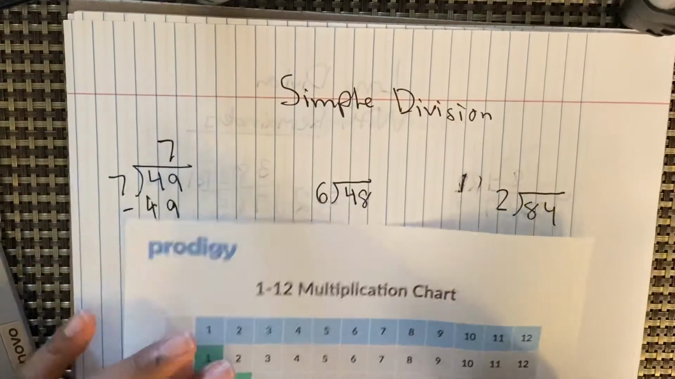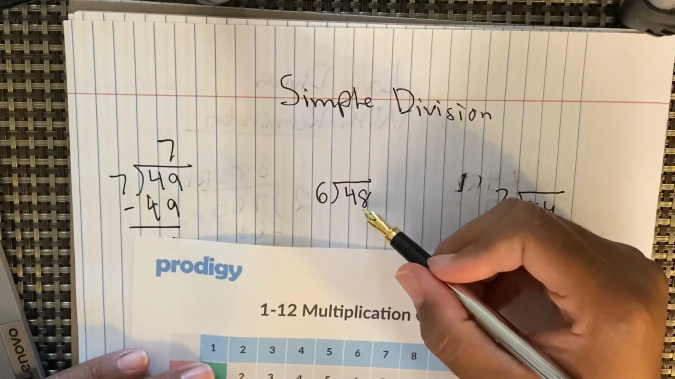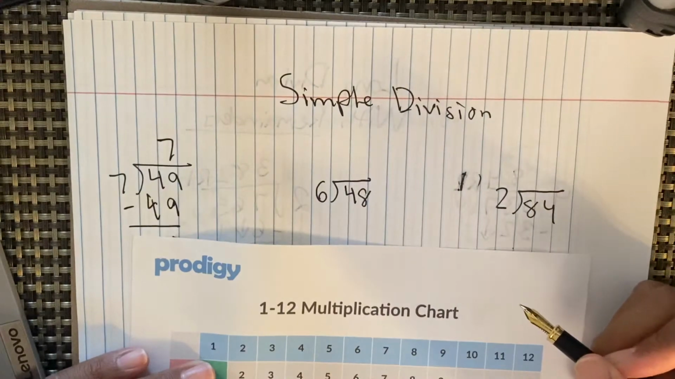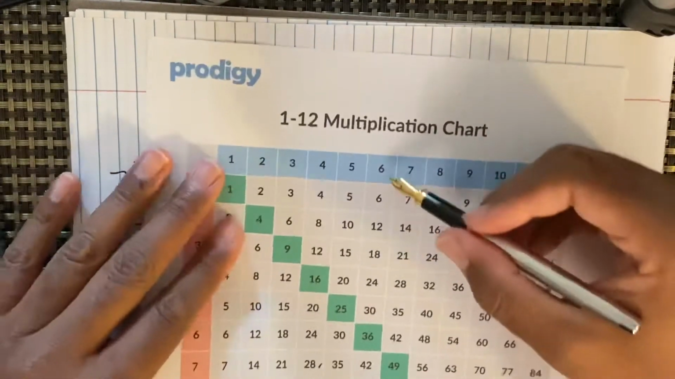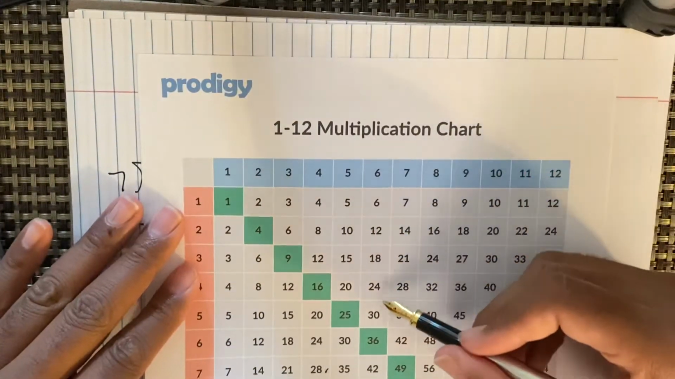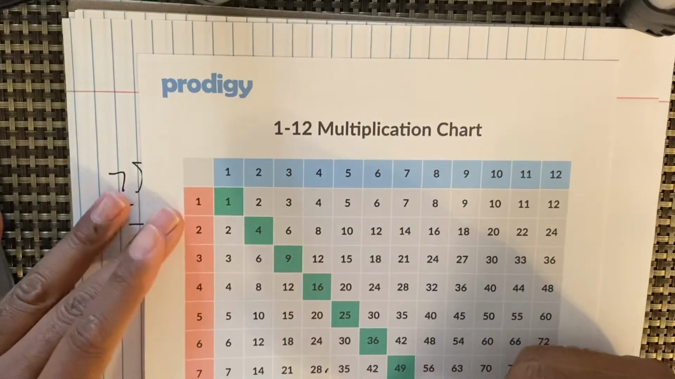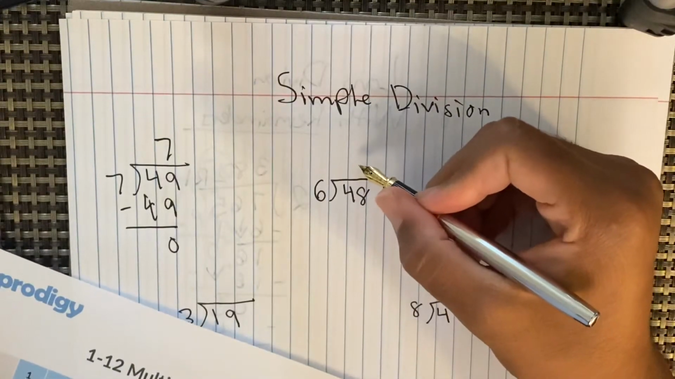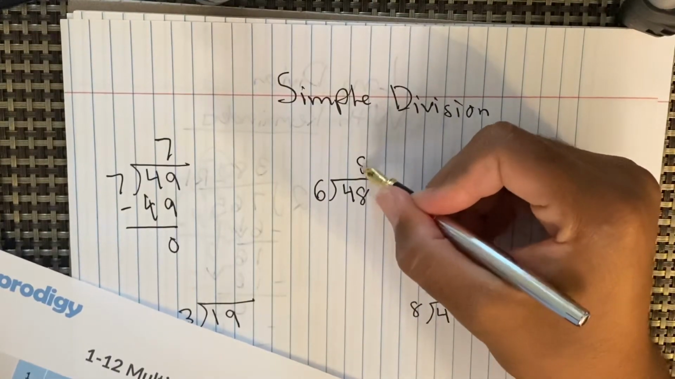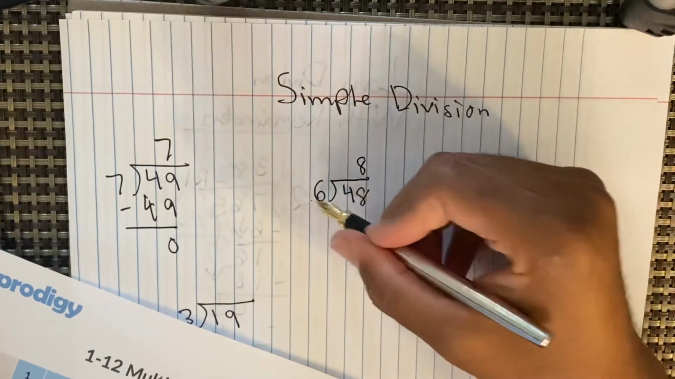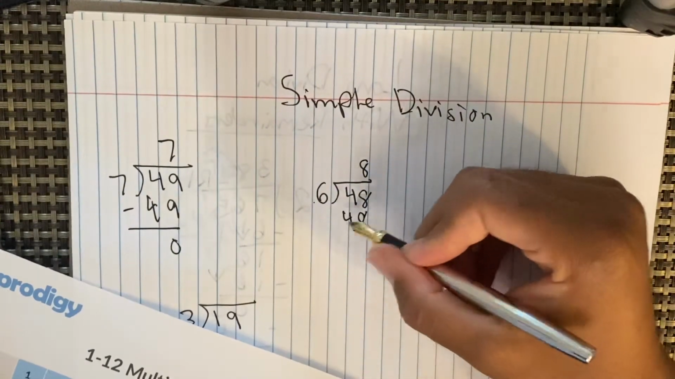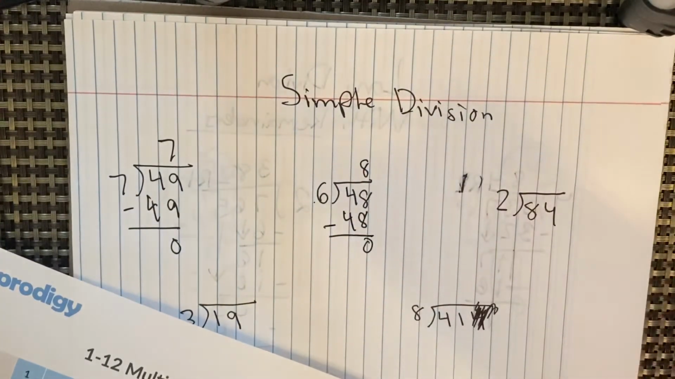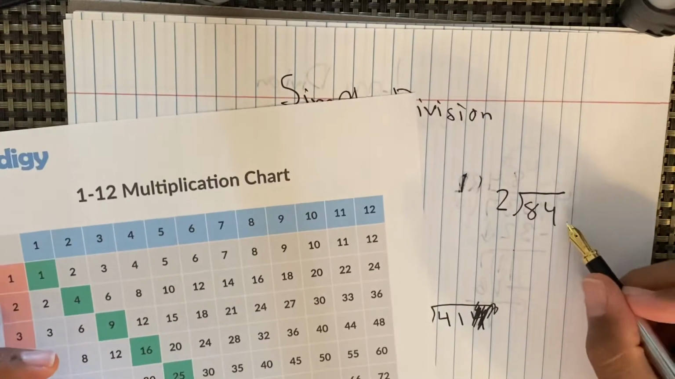Let's do another one. We have 48 divided by 6. So I'm going to start at the 6 and go down, down, down, down, down until I see 48. And I'm going to slide all the way to my left and I see 8. So 48 divided by 6 is 8. And I know that because 8 times 6 is 48. Okay. Next one, we have 84.